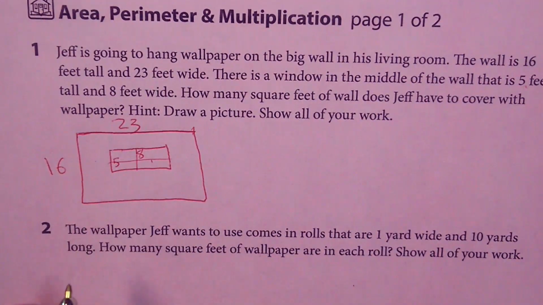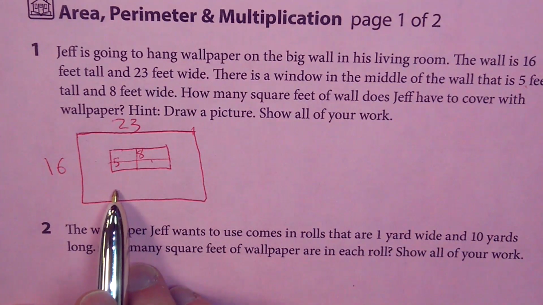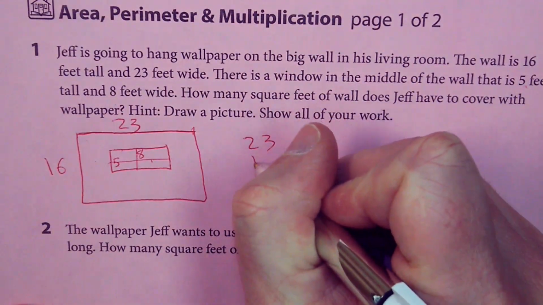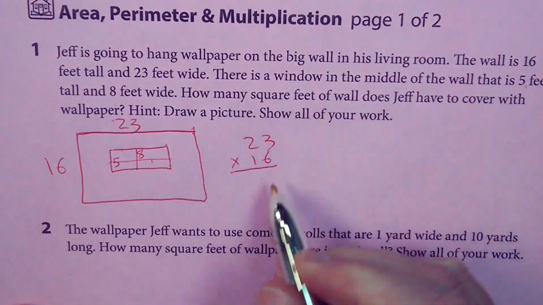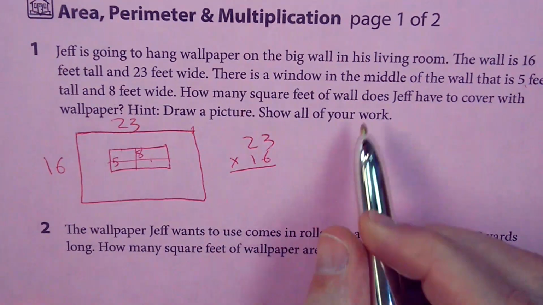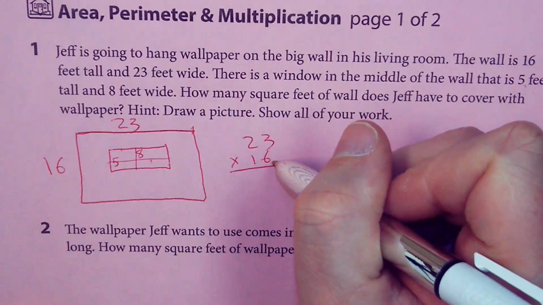remove the window. Okay? So this is where it gets a little tough because you need to take 16 times 23, which means you're going to have to do maybe the standard algorithm if you don't want to do some manipulation of the numbers. You choose. I'm going to do standard algorithm.